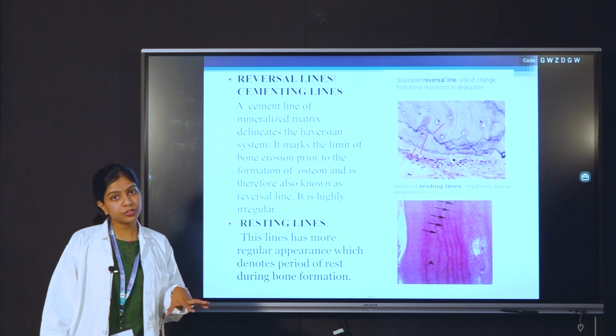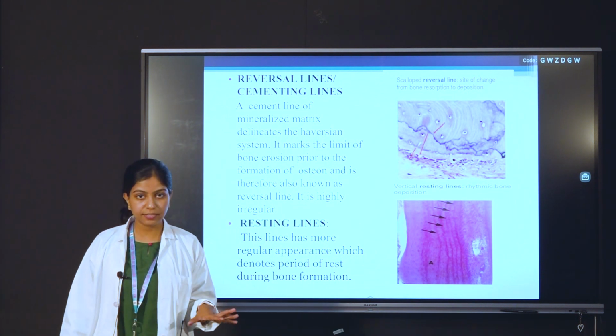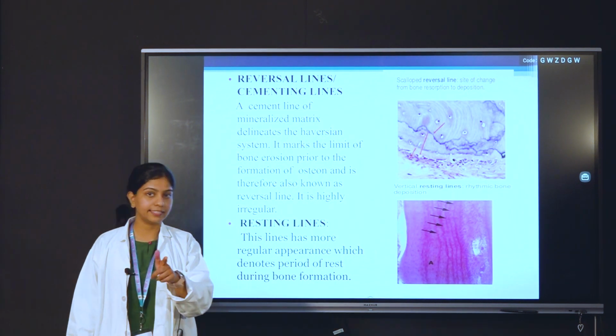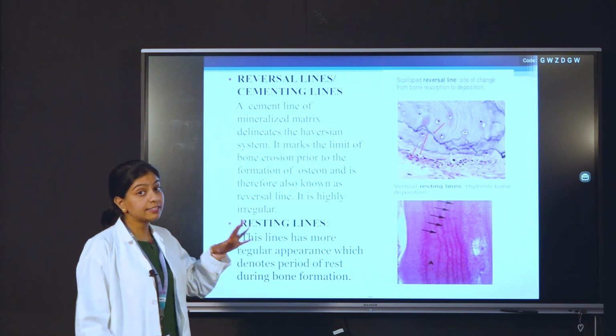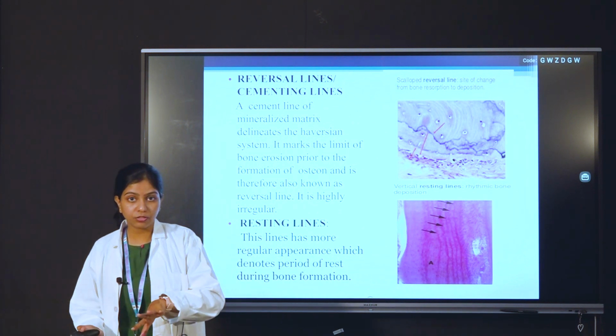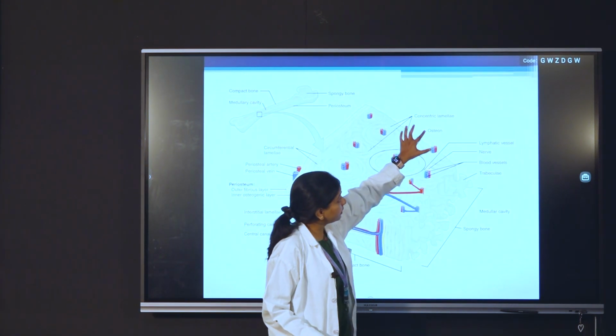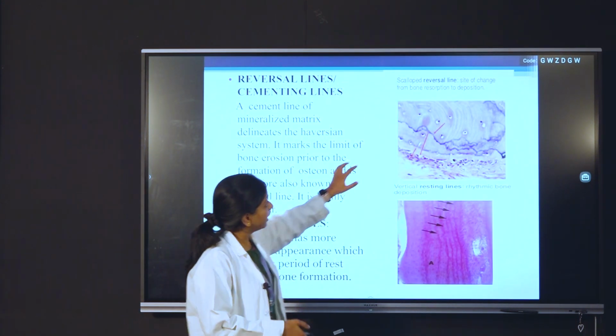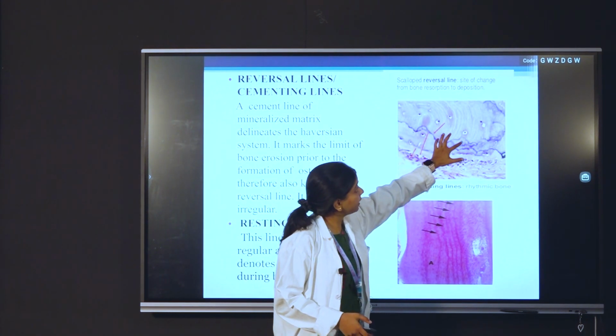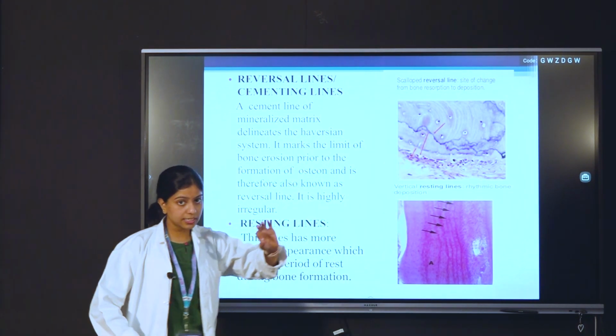Then the next thing you should know is there are two kinds of lines present in the bone, that is the reversal line and the resting line. Now the reversal line is a transition between bone deposition and bone resorption. It is scalloped in nature, it has a scalloped outline. So that is the reversal line.